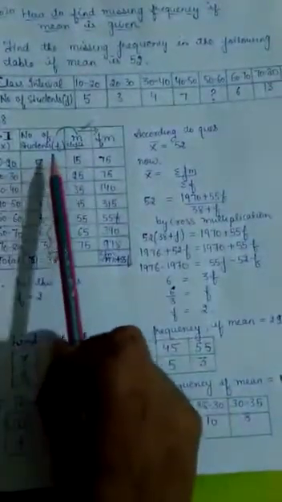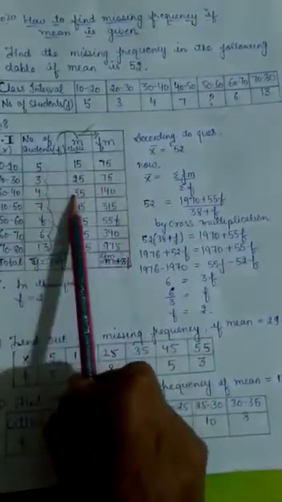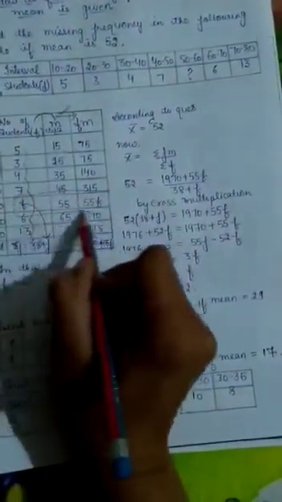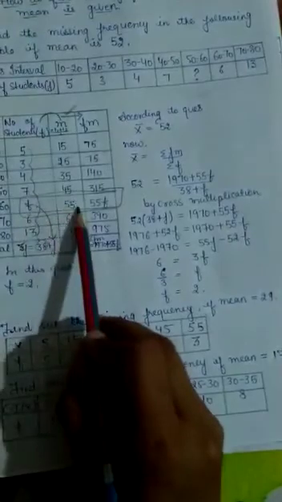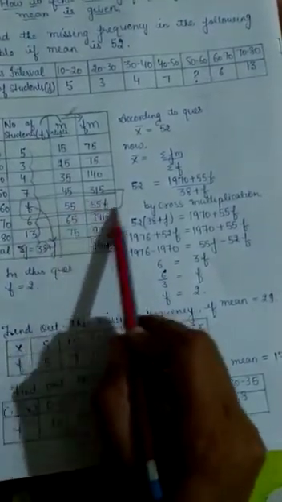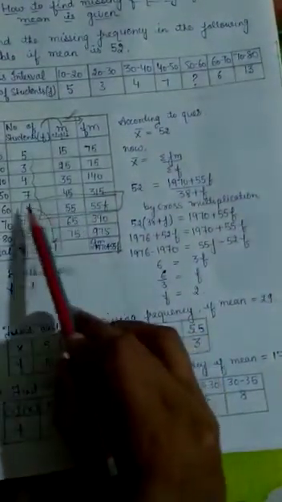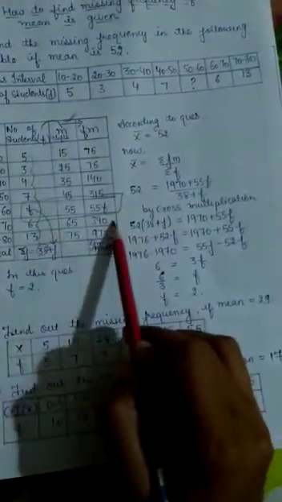So let's see. 5 into 15, 75. 3 into 25, 75. 4 into 35, 140. 7 into 45, 315. Look at this very carefully. When you multiply a variable by a constant number, the answer comes in this form. Suppose you are multiplying 2 by x, you will get 2x. If you are multiplying 5 by y, you will get 5y. In the same way, when you multiply 55 by f, you will get 55f. Now 6 into 65 will give you 390.